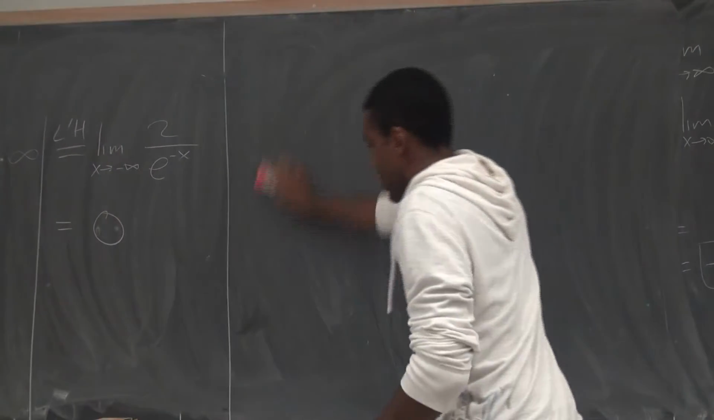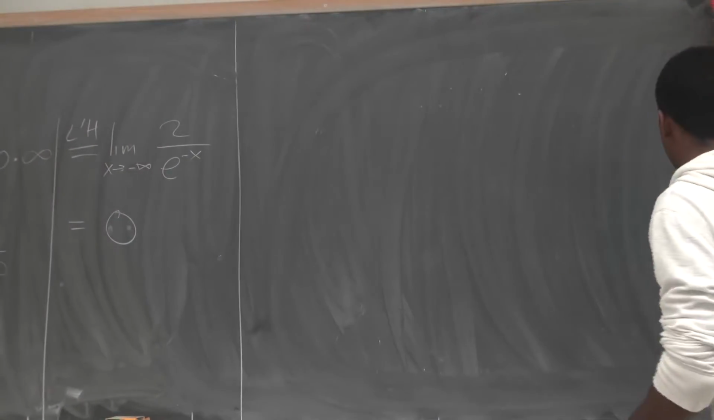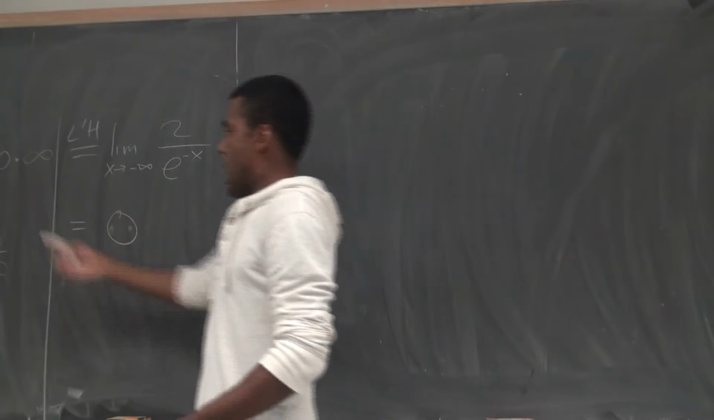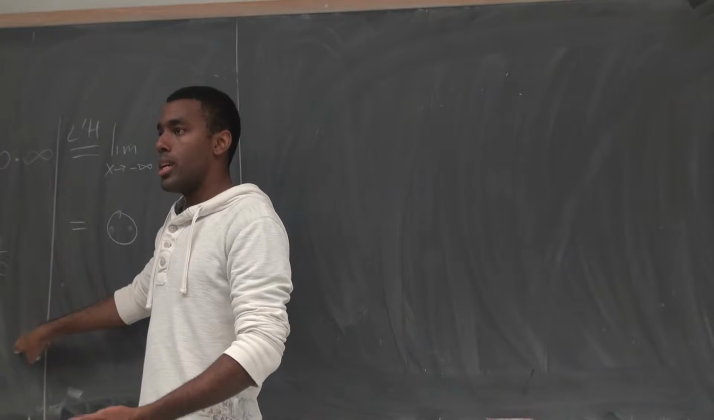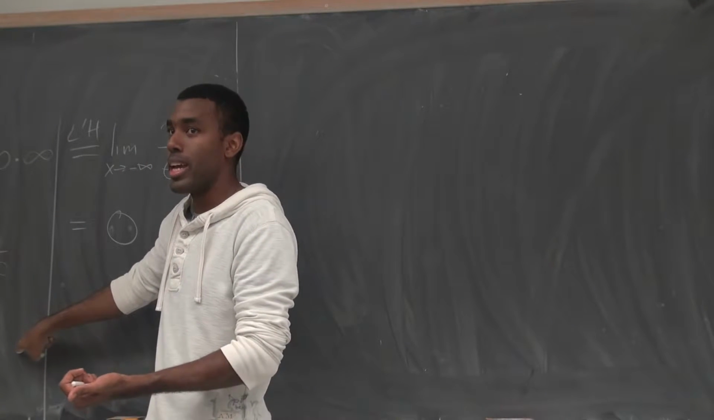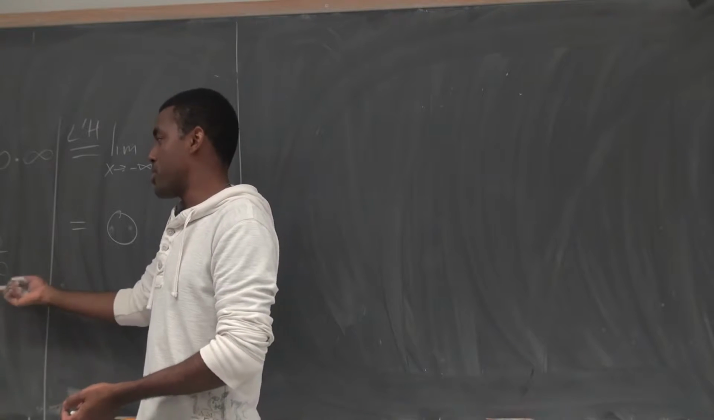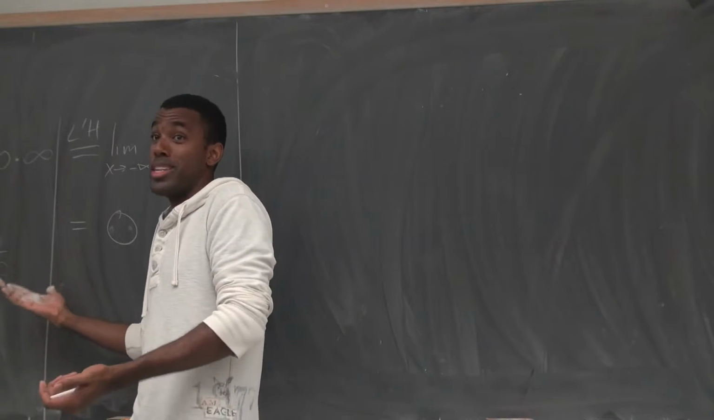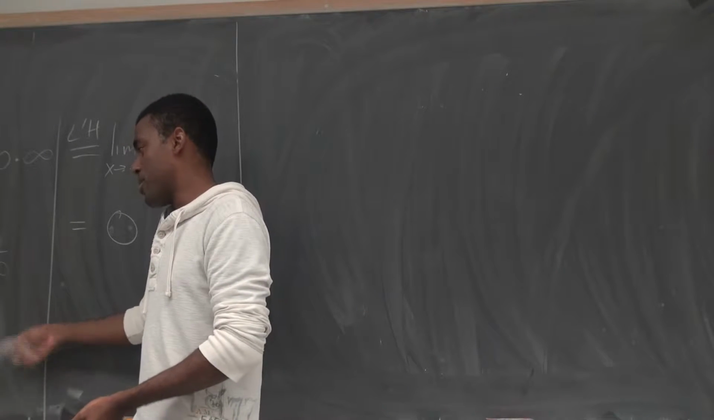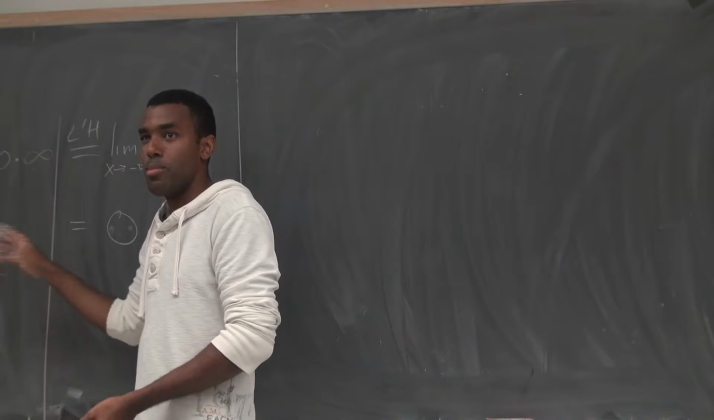A word of caution here, because I don't want people to go crazy, because I've seen this happen before. After applying L'Hopital's once, it's to your benefit to actually simplify before figuring out if you have to do it again, right? Because there are some times when you do it once and you can simplify and you don't need to do it again. Whereas you might get the form infinity over infinity, but you really don't need it. You just simplify and it'll work out.